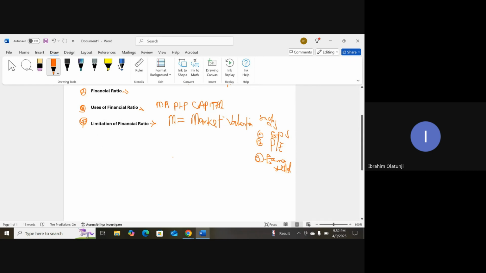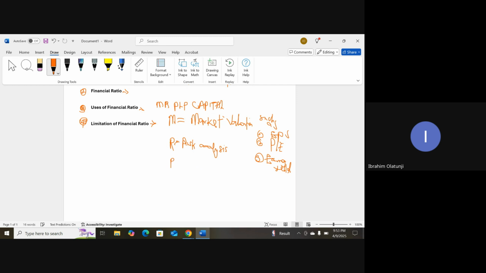Then we look at R, for Mr. The R is for the purpose of risk analysis. So one of the uses of financial ratio is market valuation and also risk analysis.